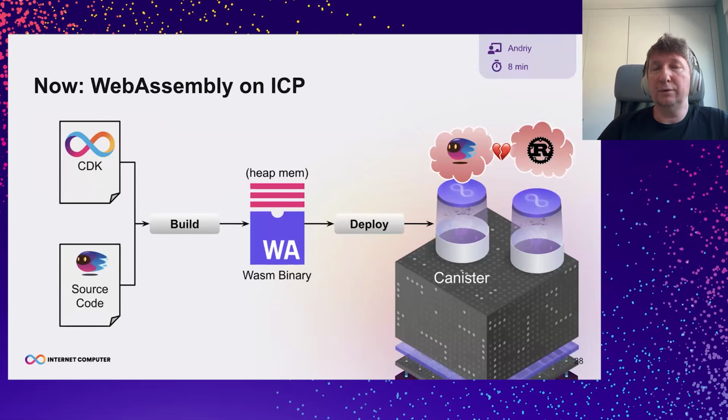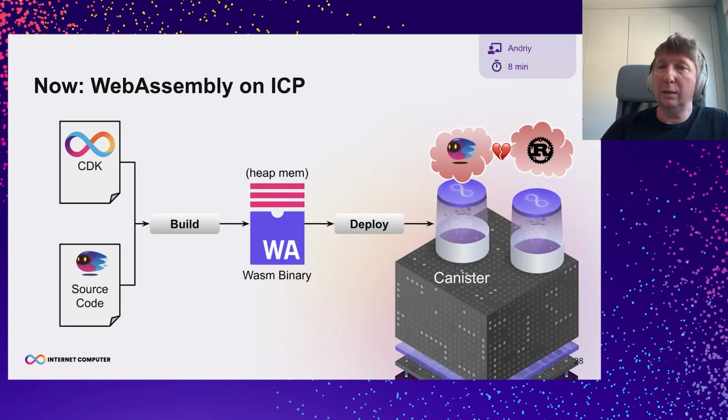Let's first review the current ICP development process. First, we build the WASM binary using a CDK and our source code. Then we deploy it on the ICP and call it a canister. Every canister has a heap memory, but Motoko and Rust manage that heap differently. This is why they can't be mixed in a single canister. So currently, developers are forced to choose one language per canister.